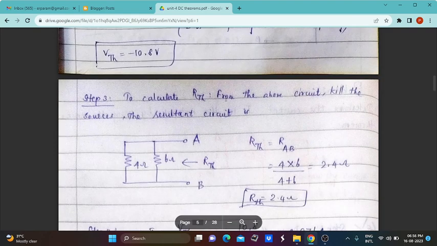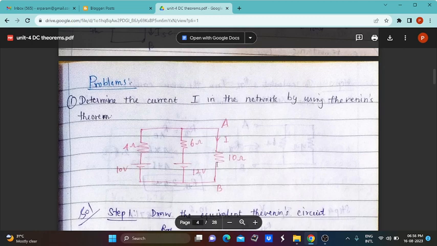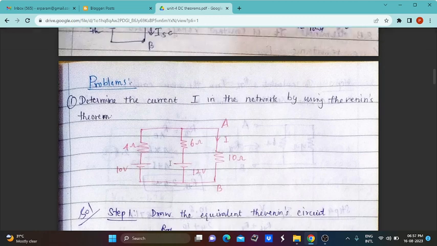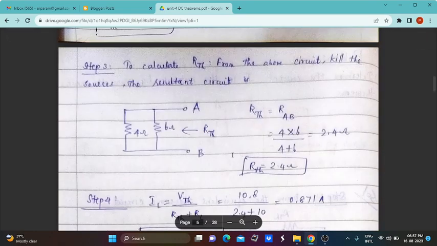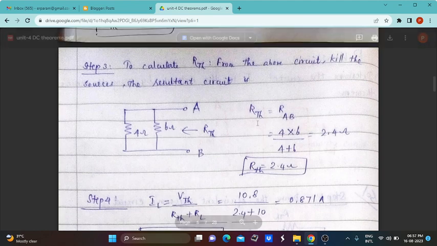In step 3 we can calculate the RTH, Thevenin's resistance. Here we just remove the RL load resistance from the given circuit and also the two sources which are connected in the circuit. Everything is removed. The two sources are voltage sources; we remove them and short circuit them, and we just remove the load resistor RL. So this is your circuit which is replaced. Now the 4 ohm and 6 ohm are both connected in parallel. So we can find the RTH value, which is equal to RAB. Two resistors are connected in parallel, the formula is 4 into 6 divided by 4 plus 6, which is equal to 2.4 ohms. So this is the RTH value.